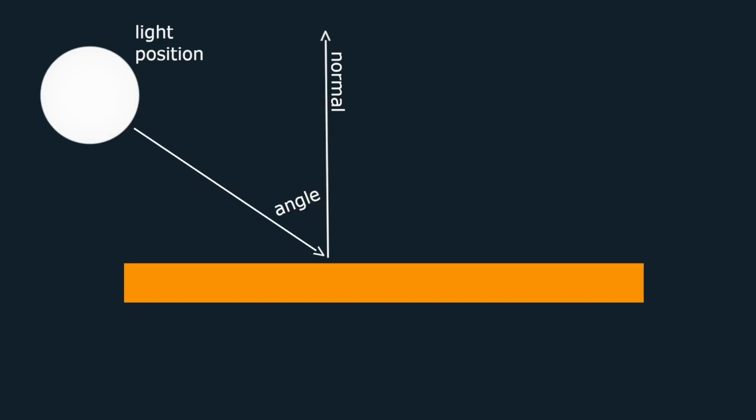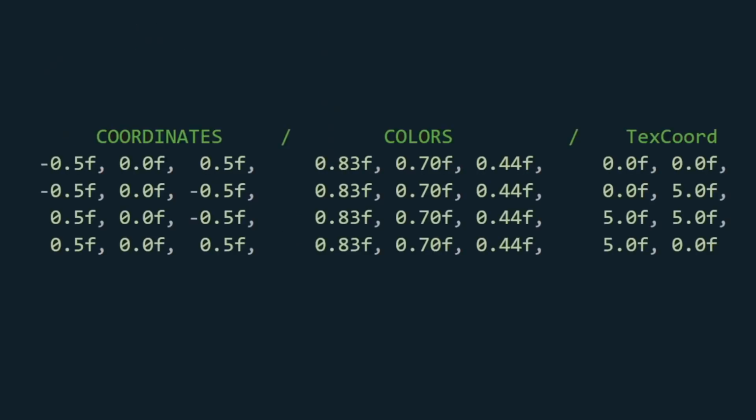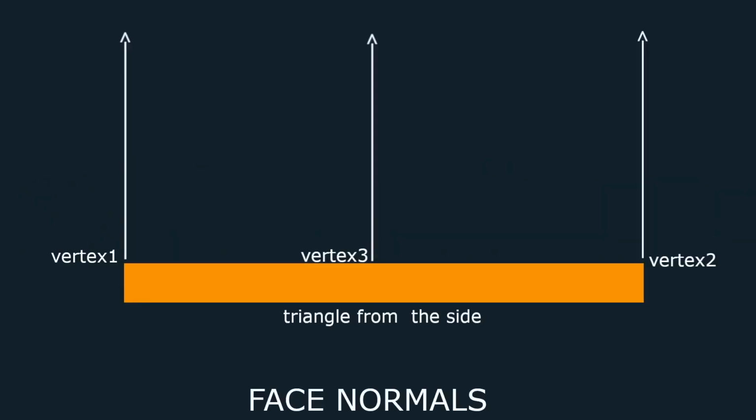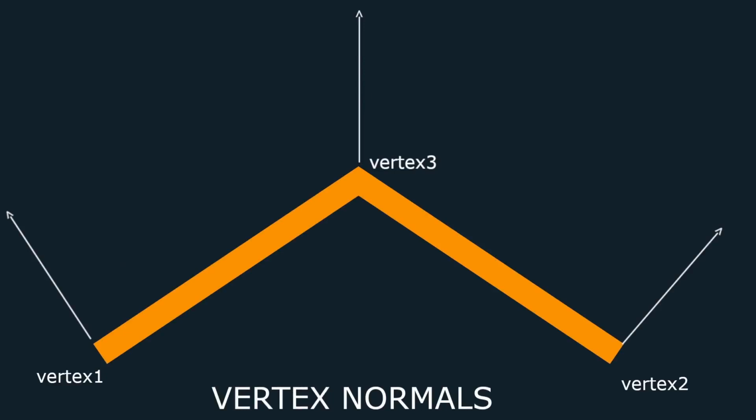The traditional way of doing this is to represent the slope of the surface by a normal vector. So far we've had coordinates, colors, and texture coordinates inside the vertex. Now we'll also want to add normals. Normals are unit vectors, aka vectors of length 1, that help us calculate how light should act on a certain object. This can be either perpendicular to the surface of one triangle, called face normals, or arranged in a different way, such as being perpendicular to the plane created by all the adjacent vertices, for example, called vertex normals.